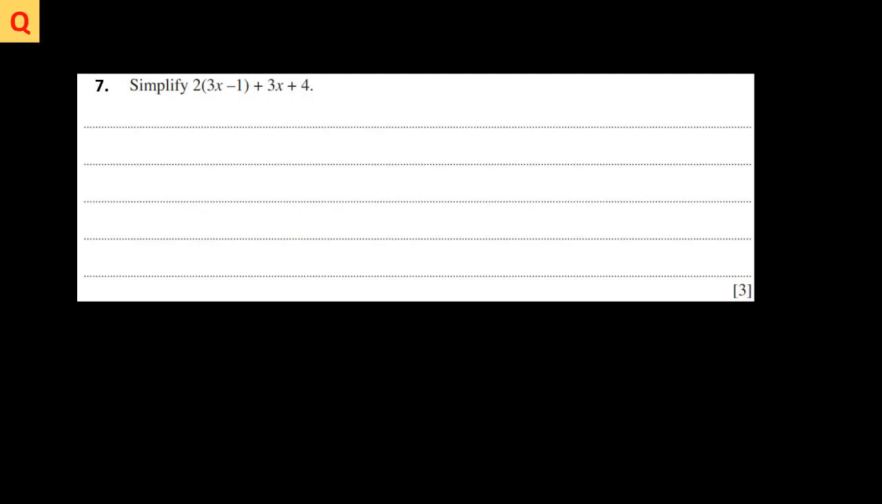Nearly there. Number 7. We got some brackets. So that 2 is multiplying everything in the bracket. So 2 times 3x is 6x. 2 times minus 1 is minus 2. And then we got a plus 3x plus 4. Let's put circles around the x's. 6 of them plus 3 of them, 9x.